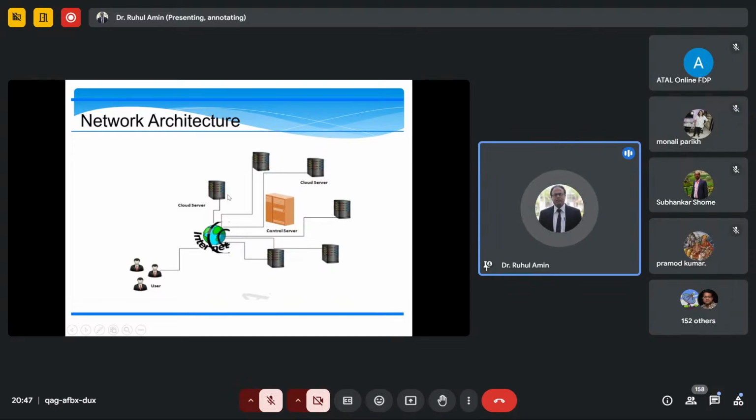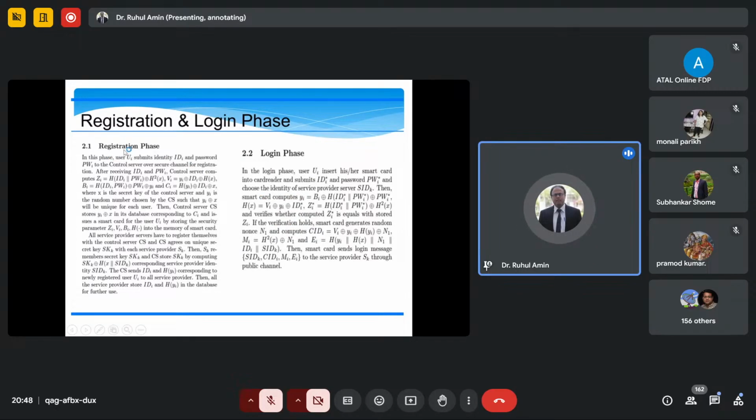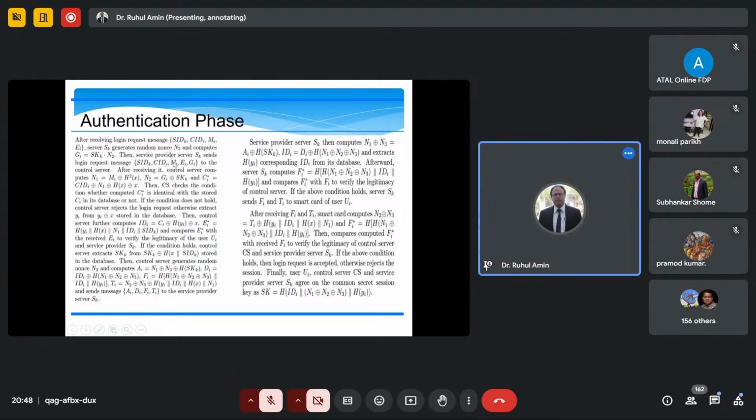So once they are getting several symmetric key crypto algorithms, those crypto algorithms might be used for sending the data securely either to the server or to the user. They have done this with the help of the registration phase, login phase, and authentication phase. And you see that several security parameters are also there.